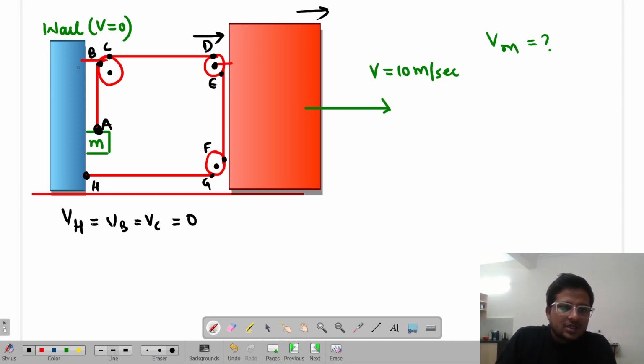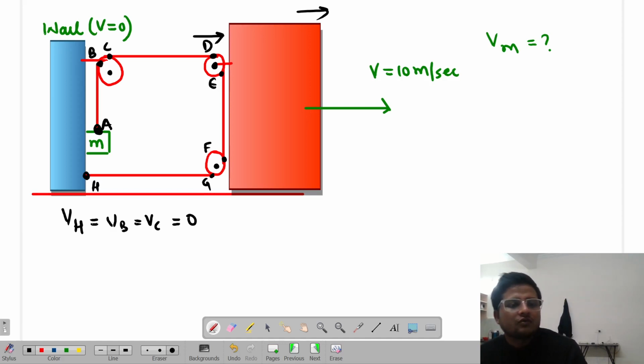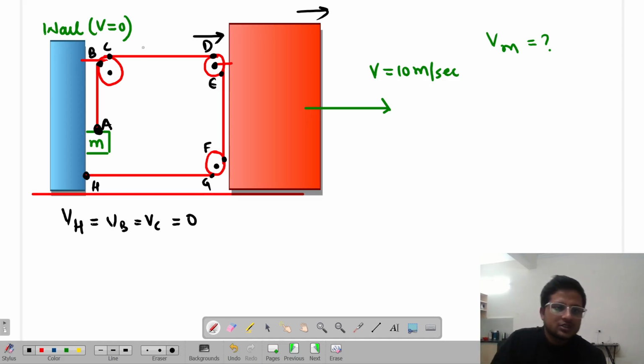Why? Because the velocity of b is basically attached with the fixed pulley or fixed wall over here, or not? So that pulley is not moving. This pulley is neither going towards right nor towards left, so that's why its velocity is always how much? Zero. Any point of contact on that particular pulley will be how much? Zero.